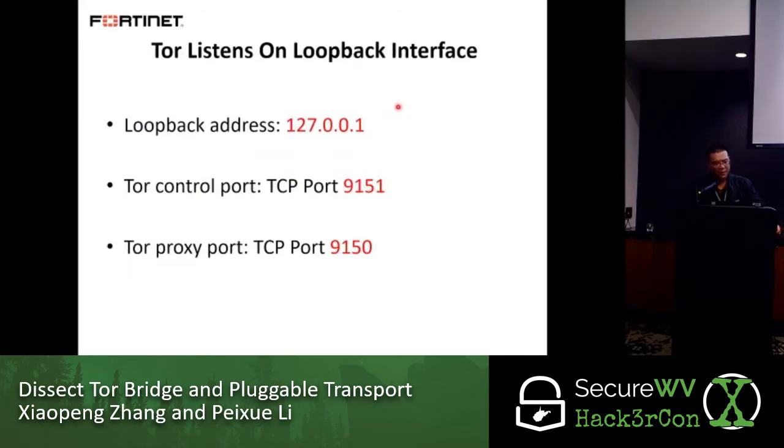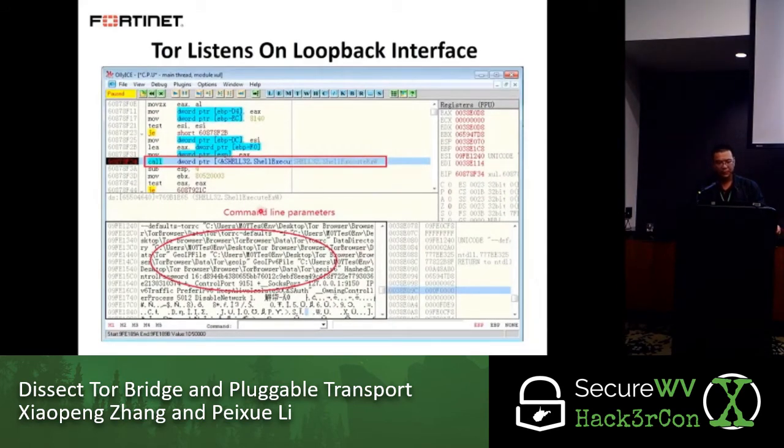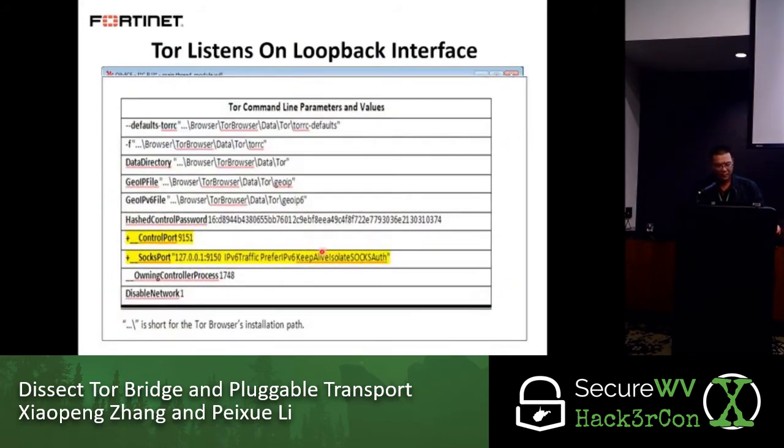Once Tor starts, it listens on at least 2 TCP ports on the loopback interface. TCP port 9151 is for receiving control data, while TCP port 9150 is for receiving proxy data from Tor Browser. The 2 port numbers are passed to Tor.exe in command line parameters when it's launched. In the memory part, as you can see, are the command line parameters. For a clear view, I split them into this table, where the highlighted parts are the 2 ports, as you can see here.